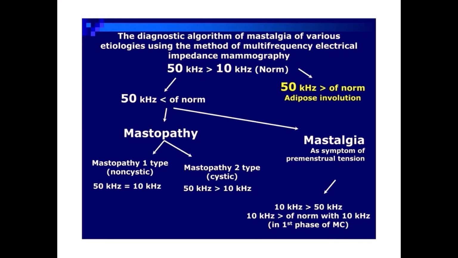The diagnostic algorithm of mastalgia of various etiologies, using the method of multifrequency electrical impedance mammography. 50 kHz, 10 kHz, norm. Norm, adipose involution. Mastopathy. Mastopathy 1 type, non-cystic, 50 kHz equals 10 kHz. Mastopathy 2 type, cystic, 50 kHz, 10 kHz. Mastalgia as symptom of premenstrual tension. 10 kHz higher than norm in first phase of MC.